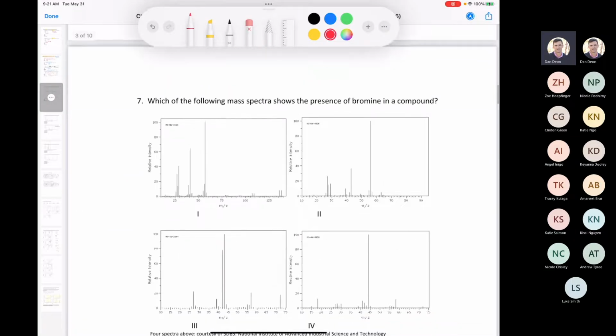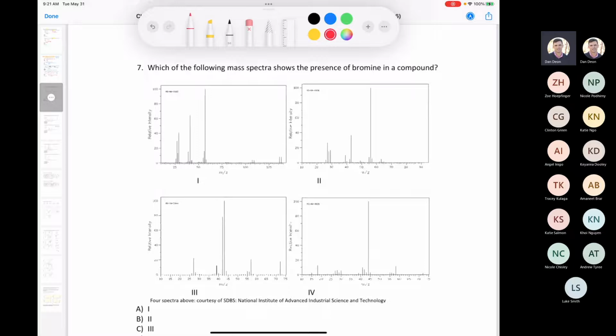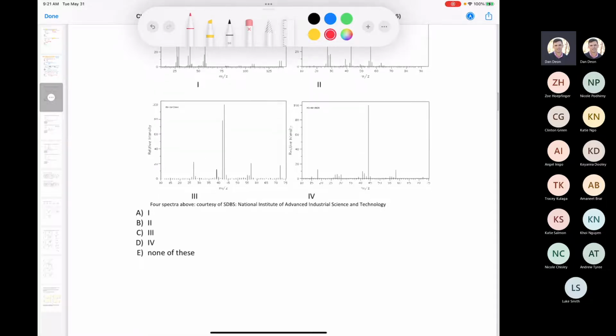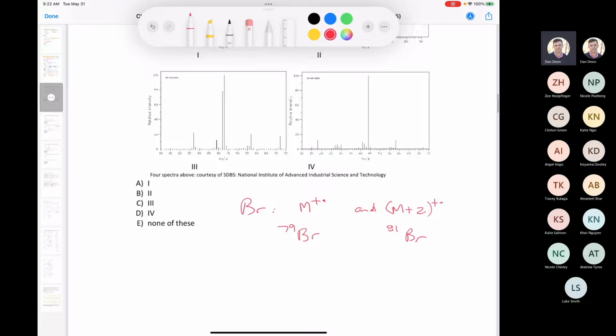Next question, which of the following mass spectra shows the presence of bromine in a compound? Well, remember that bromine has 2 abundant isotopes. For bromine, we see the molecular ion, which comes from bromine 79, but then we also have an ion at M+2. So we have a molecular ion there that comes from bromine 81. And we know that the relative abundance of these, the ratio, is pretty close to 1:1. It's like 51 to 49, but 1:1 is close enough.